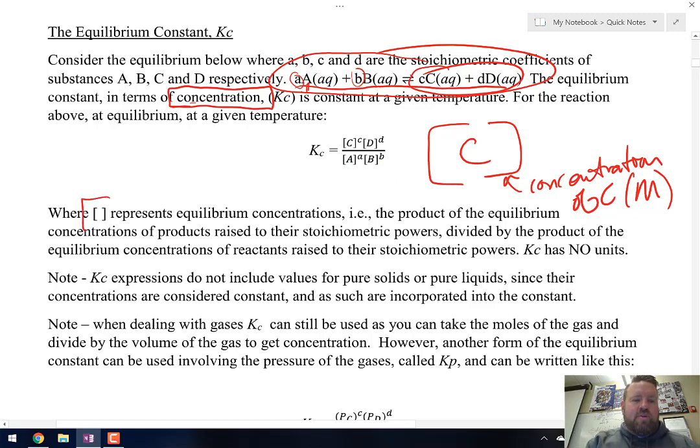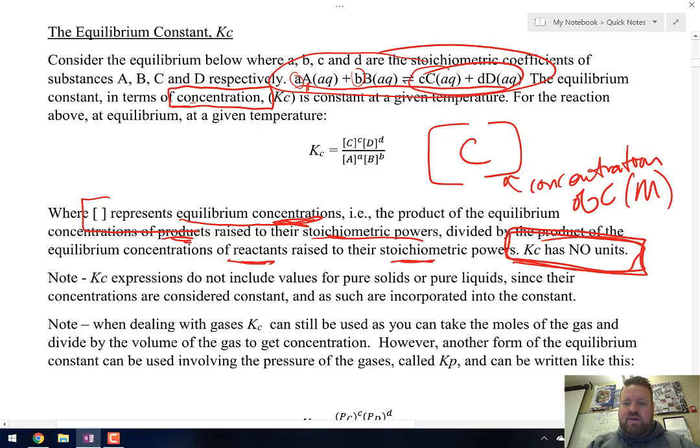The square brackets represent equilibrium concentrations. So it's the product of the equilibrium concentrations of the products raised to their stoichiometric powers, the coefficients from the balanced equation, divided by the product of the equilibrium concentrations of the reactants raised to their stoichiometric powers. And here's a great piece: the equilibrium constant has no units. What that means is when you get done, you just write a number, and that's all you write. Do not ever add anything after an equilibrium constant once you're calculating that value.